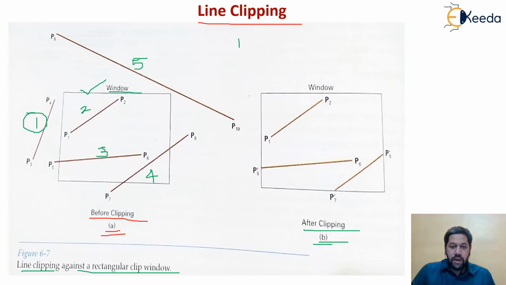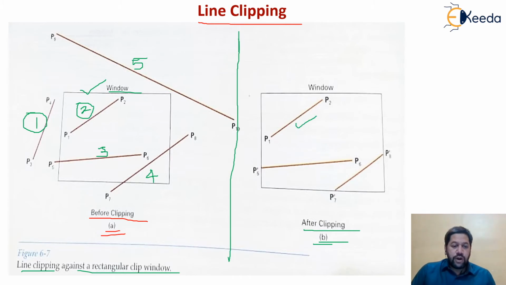I divide this into two parts: this is before and this is after. Is line number 1, P3 P4, displayed here? No, because it is totally invisible. Come to line number 2 now. Line number 2 is totally visible, so I have to draw the line.